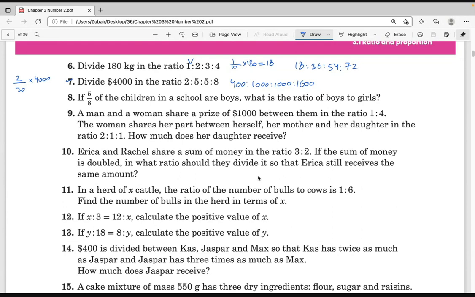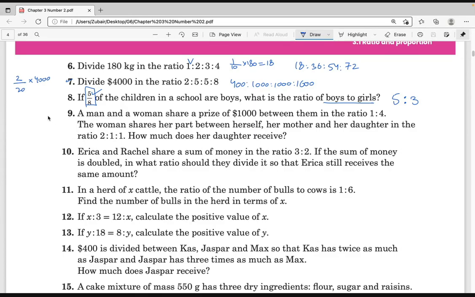Question number 8. If 5 by 8 of children in a school are boys, what is the ratio of boys to girls? See, 5 by 8 are boys. So the ratio is 5 to 3, because the denominator is the total. If 5 are boys, the remaining are girls.